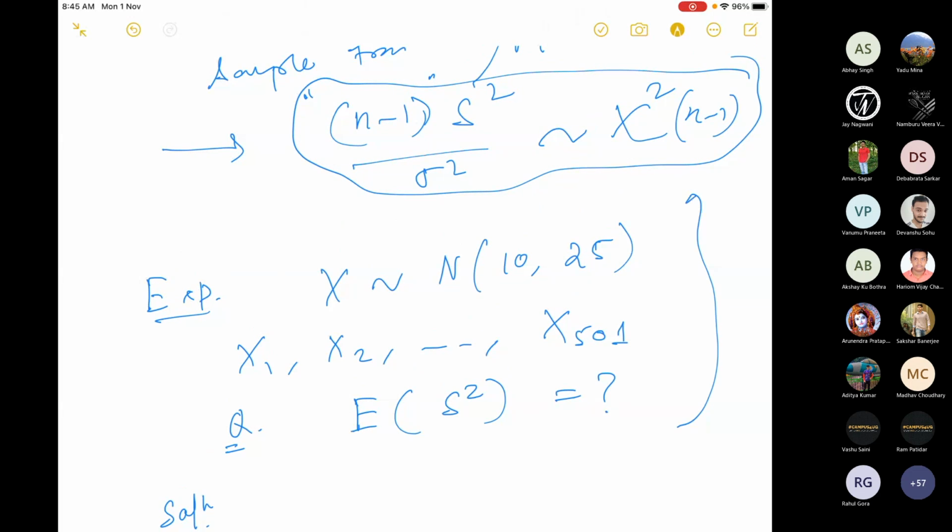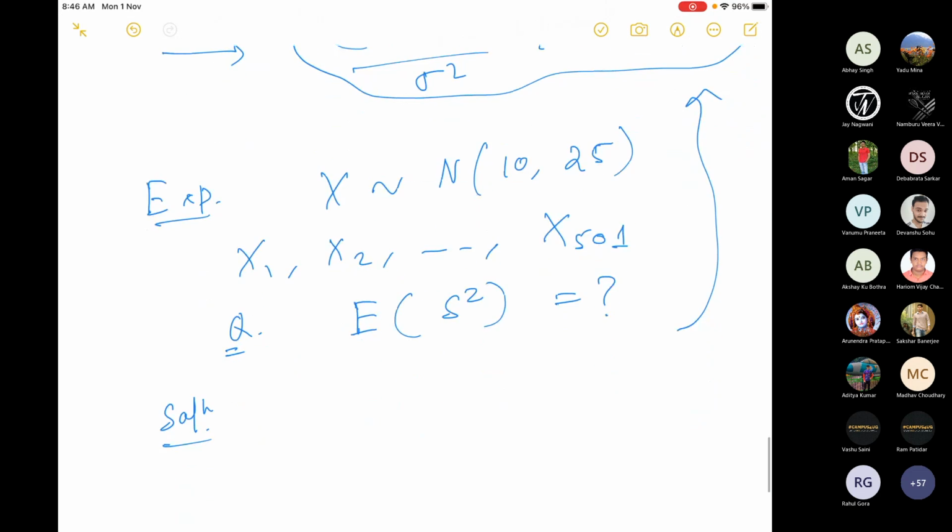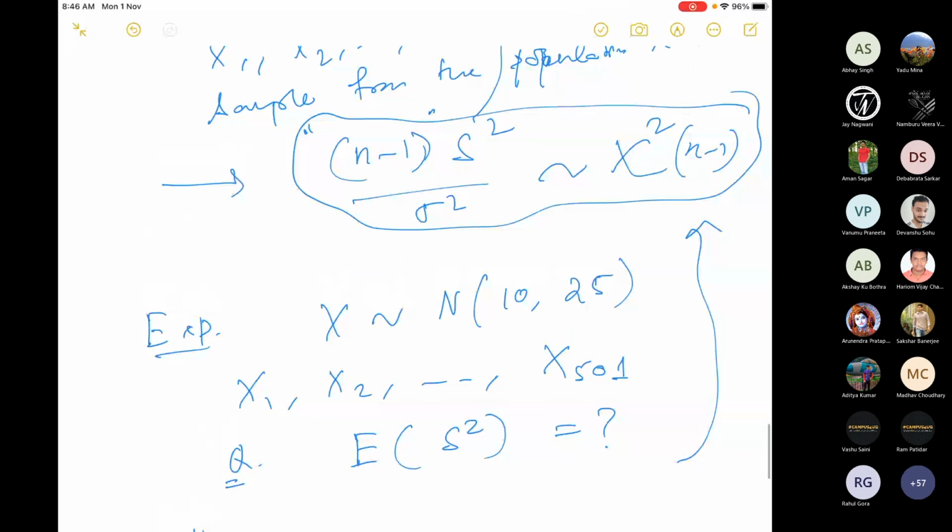See, S square is here. So can anybody tell me now? I do not know exactly the distribution of S square, but I know the distribution of (n minus 1) S square by sigma square. All right. So what I know here is, yeah, can anybody tell me? Yes, I think it should be sigma square.